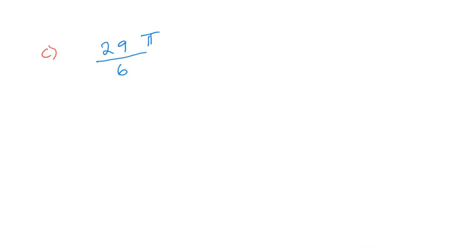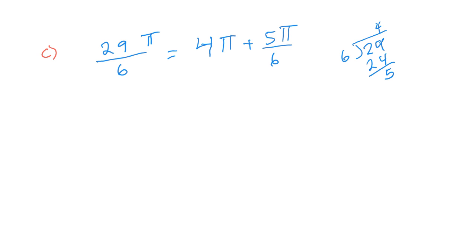Okay, so for t equal to 29 pi over 6, we can think of that as, well, 29 divided by 6. Let's see, that's going to be 4, so it's going to be 24, and then a 5 remainder. So you're going to have 4 pi's plus 5 pi over 6.